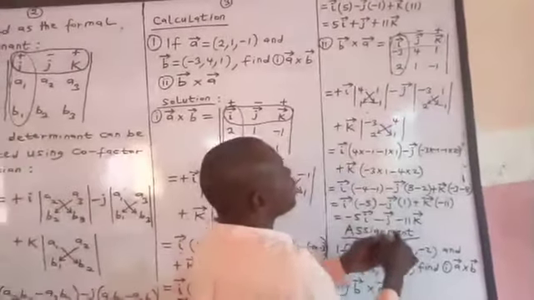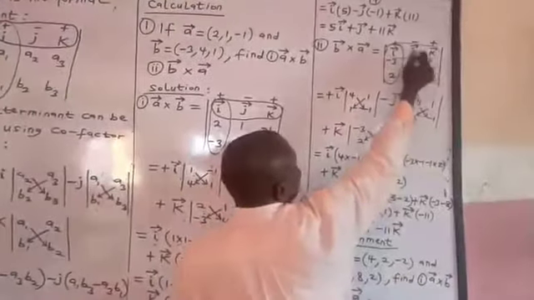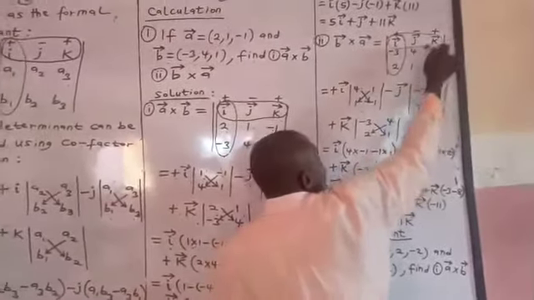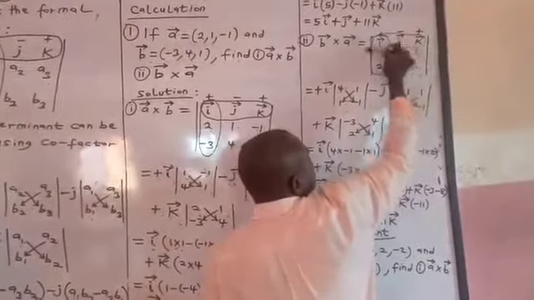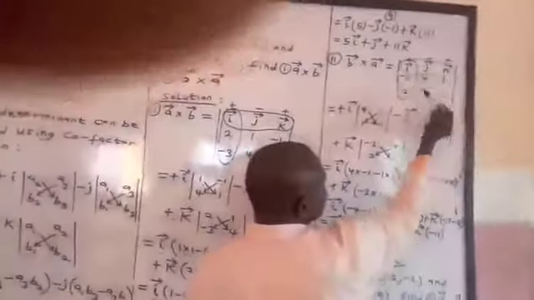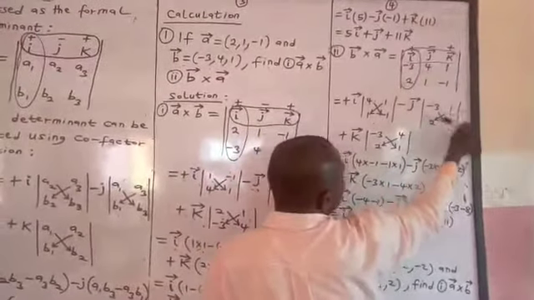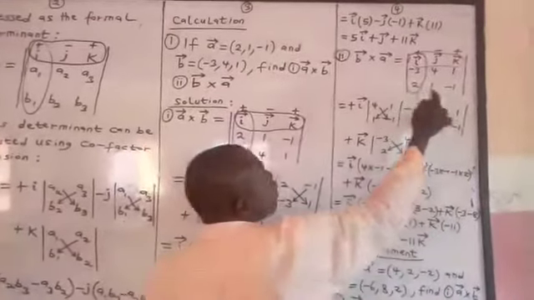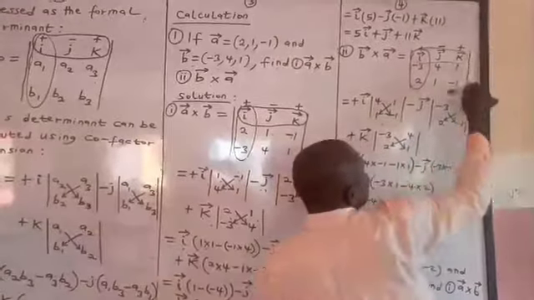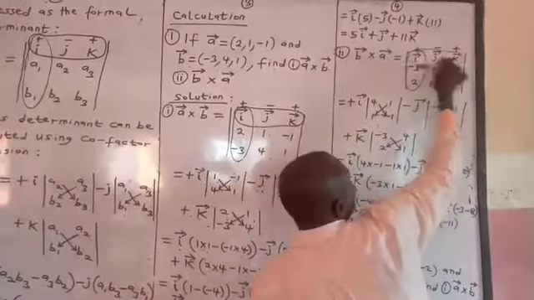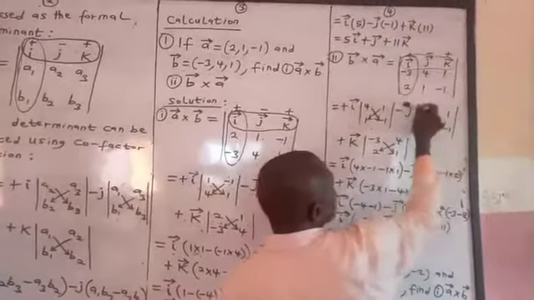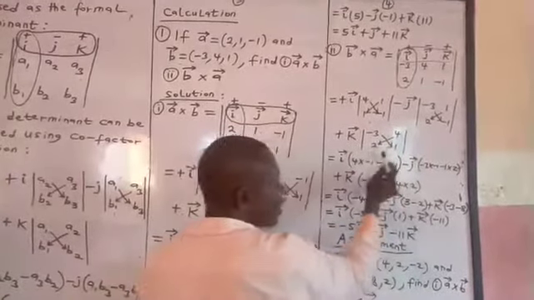Then after that, you go over to minus j. Look at minus j. Consider the column, this is the column, consider the row, rule it out, you now be left with minus 3 and 2, then minus 1 and minus 1. Then you go back to plus k, consider the column, this is the column, then consider the row, rule it out, you now have minus 3, 2, then 4 and 1. That's what you have here.